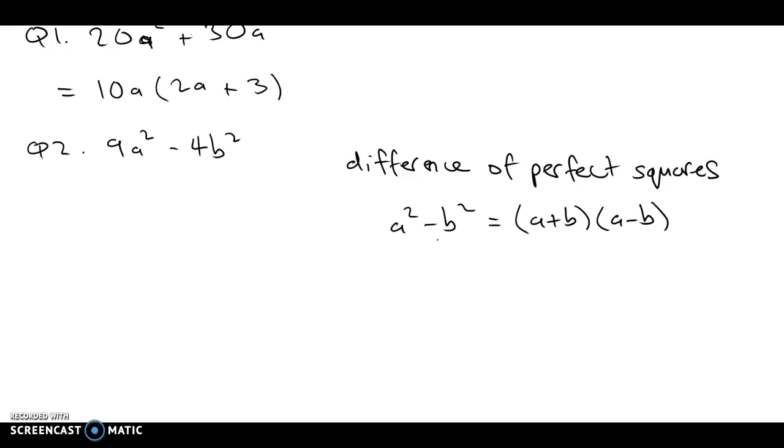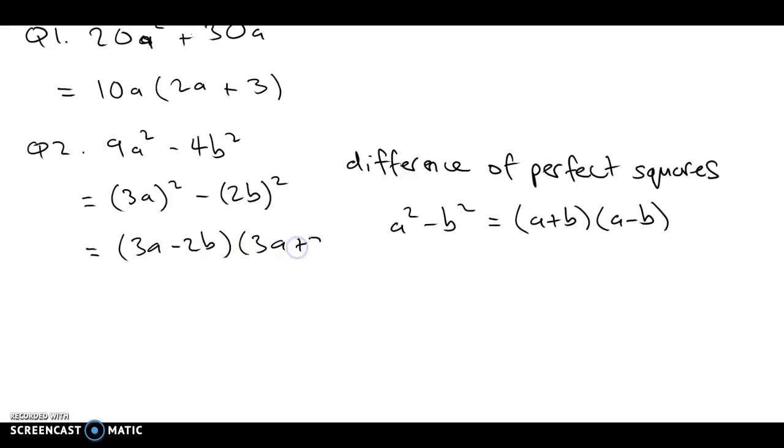So 9a squared, if we use this identity of the difference of two squares, we can make this 3a all squared minus, this will become 2b all squared. From there, we can get 3a minus 2b, 3a plus 2b. Now, if you want to check this, and check this identity actually works, go back and expand it.